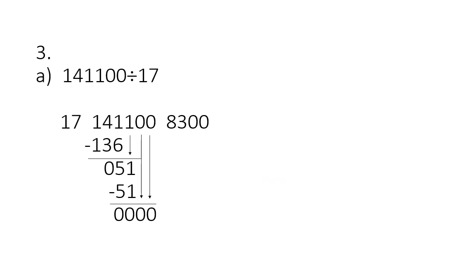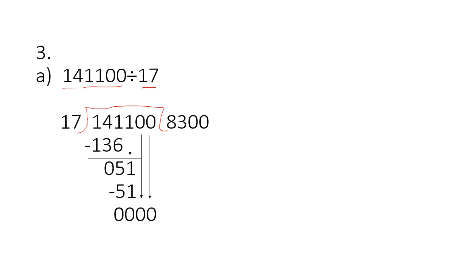Now question number 3 is, we have to divide 1,41,100 by 17. 17 is our divisor and 1,41,100 is our dividend. So first we take the 3 digits, because if we take the 2 digits, that is 14, and 14 is smaller than 17, so we have to take the 3 digits.